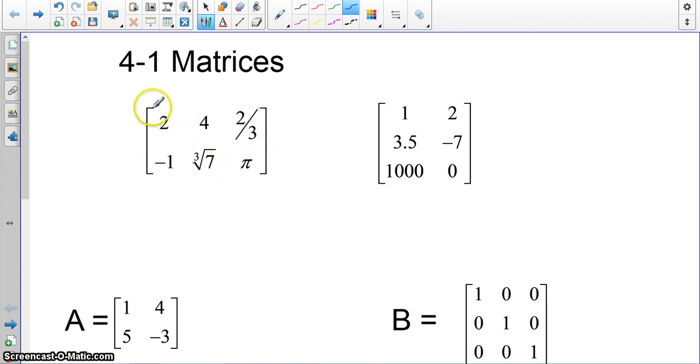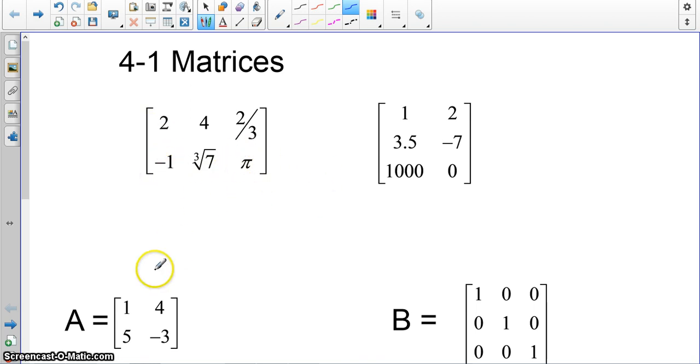It's a set of numbers inside two brackets. And the order that they're put in there is relevant. So if I was to switch this 4 and the 2/3, that would be a different matrix. Where they are in the matrix matters, and how big each row and column is.